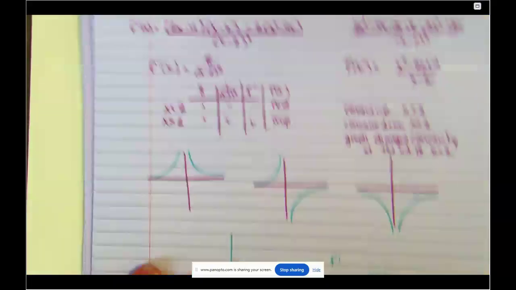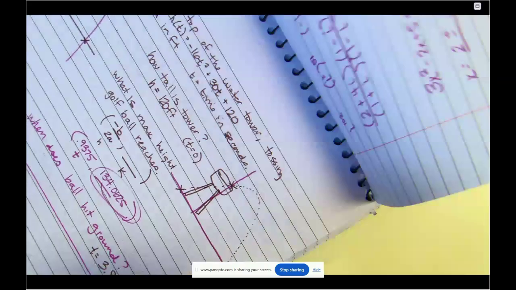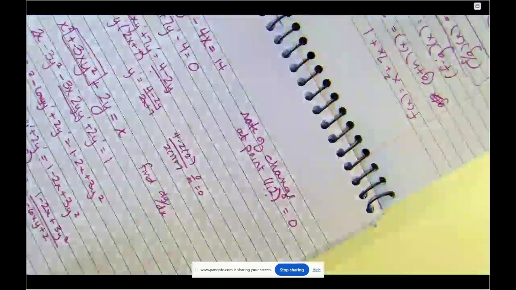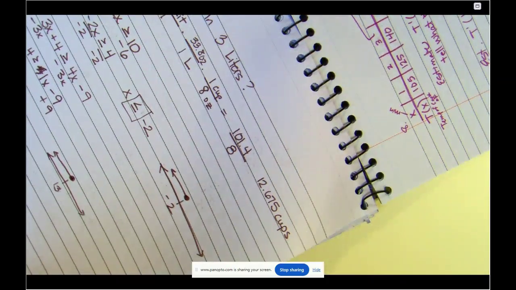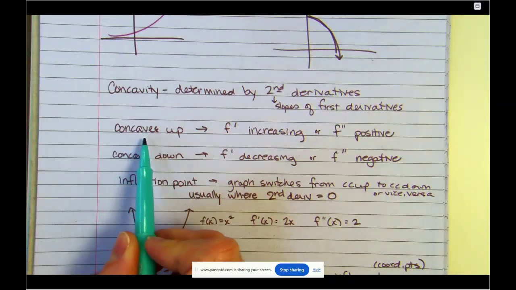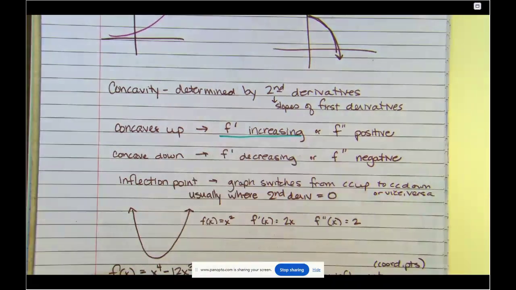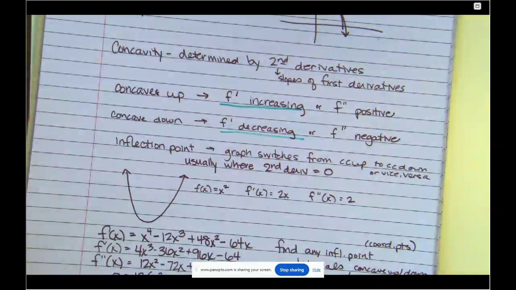So if you go back in your notes, let's see if I can find my notes, just a second. Let's review. Okay, here we go. It was not pink. Right here. This should be in your notes. Concave up happens when F prime is increasing. Concave down is when F prime is decreasing. So I guess the beauty is, you don't have to twist your brain too hard if you can remember this, right?